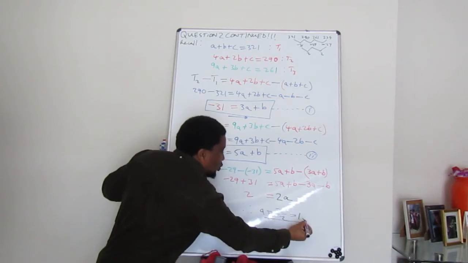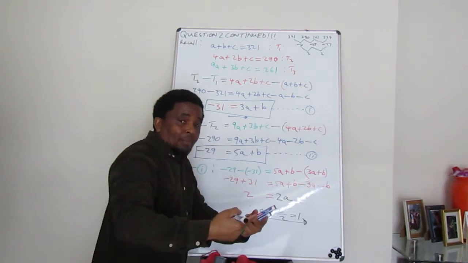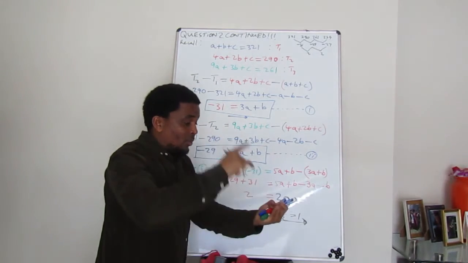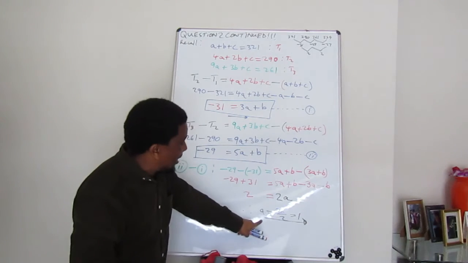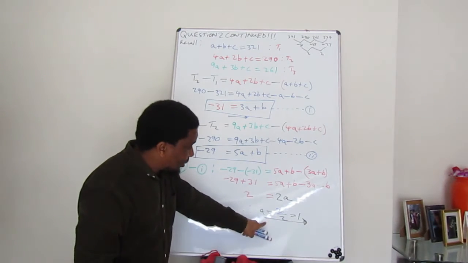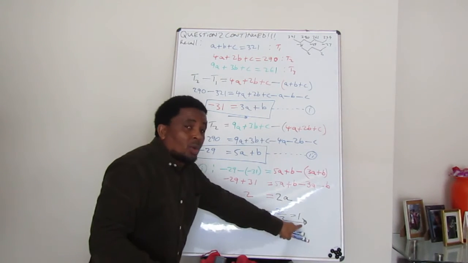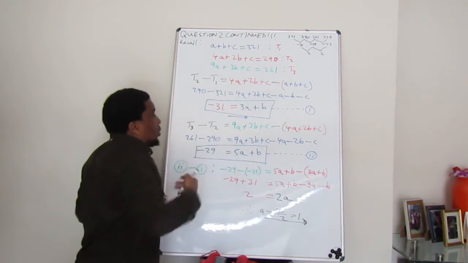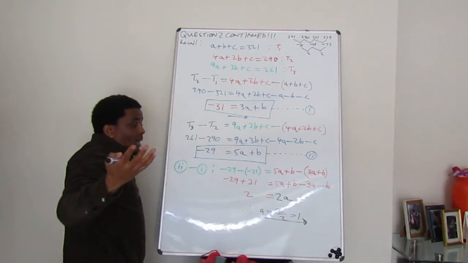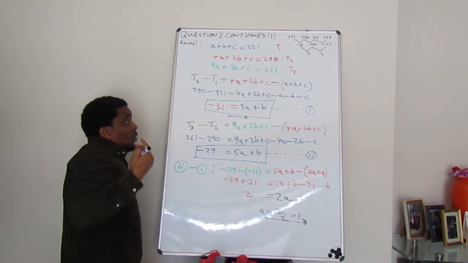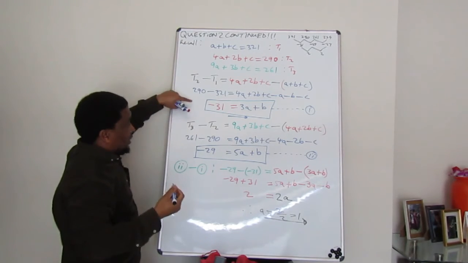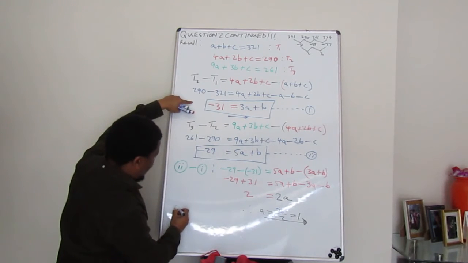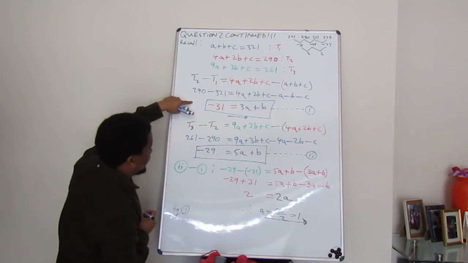Then I have managed to solve a. Remember, I had a, b, and c. I have managed to solve what here now? A. A is equal to 1. Then I can go to any of these equations and substitute a and c. What will be the value of b? For example, let's look at equation 1. Let's go back to this equation 1 here.